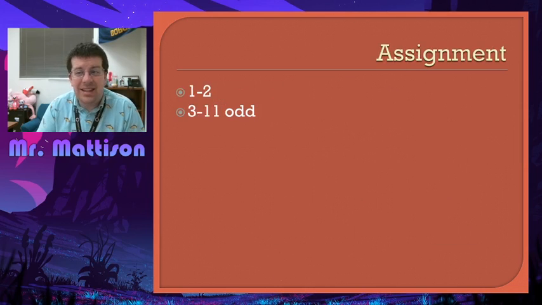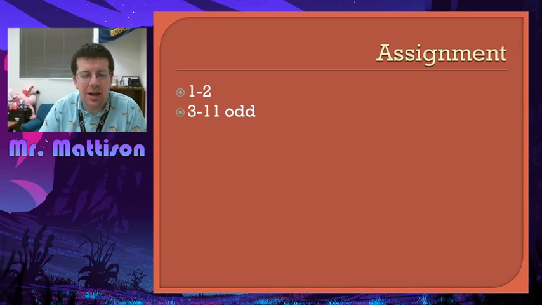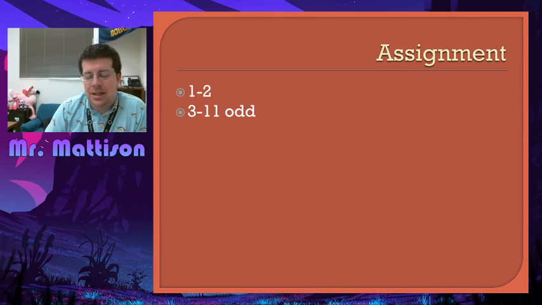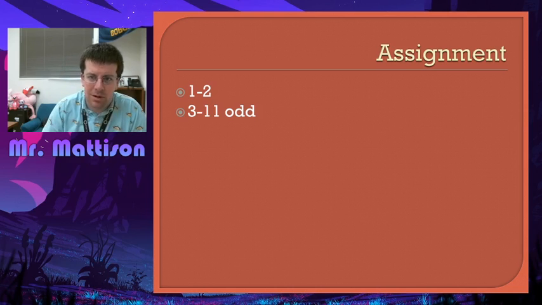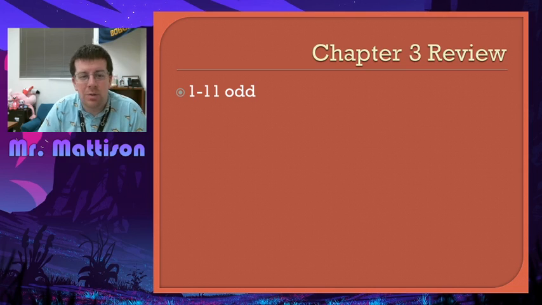Okay, so that is it for 3.3. So here is the homework for 3.3, 1 and 2, and then 3 through 11 is just the odds. That also ends the chapter. So our chapter review for chapter 3, which is what we're going to do next, is going to be 1 through 11, the odds. But then this also ends the third chapter in one of our sets.